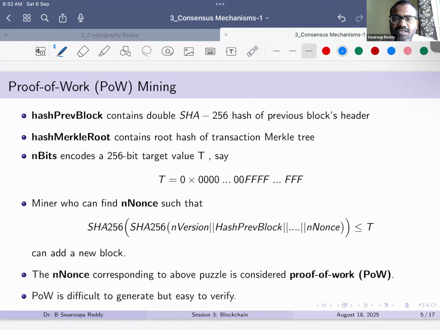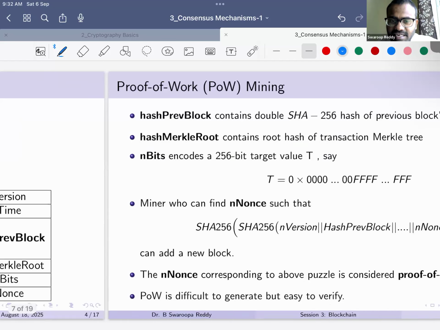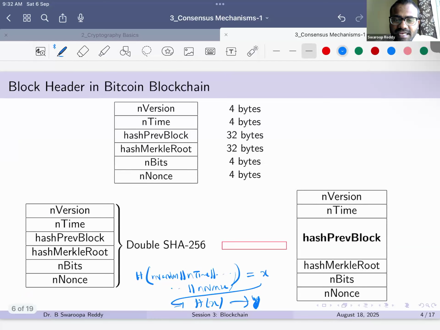So how will this mining process happen? We have already seen this. We have the hash of the previous block in the block header, and also the hash Merkle root. This previous block hash is a double hash of the previous block header, which we have already seen in the previous slide. We will double hash the previous block header, and we will include that in the hash previous block field of the current block.